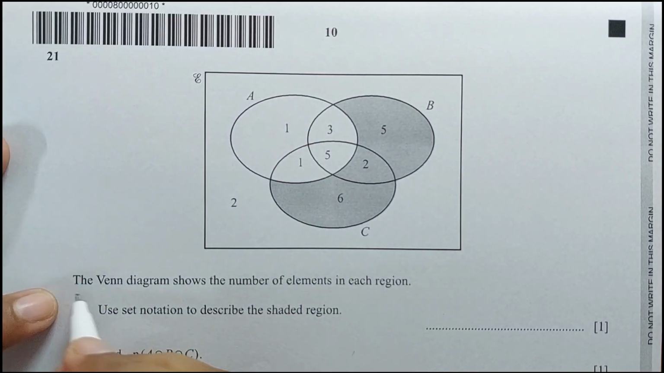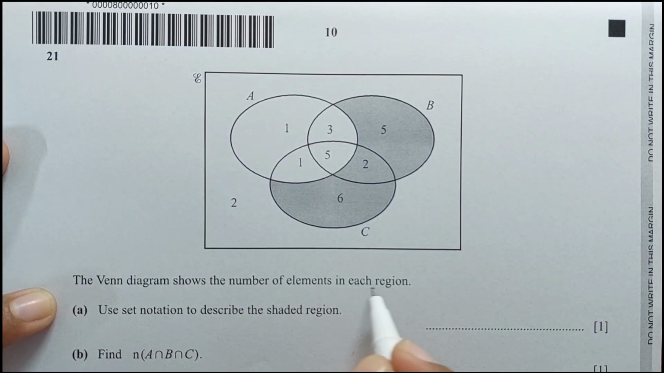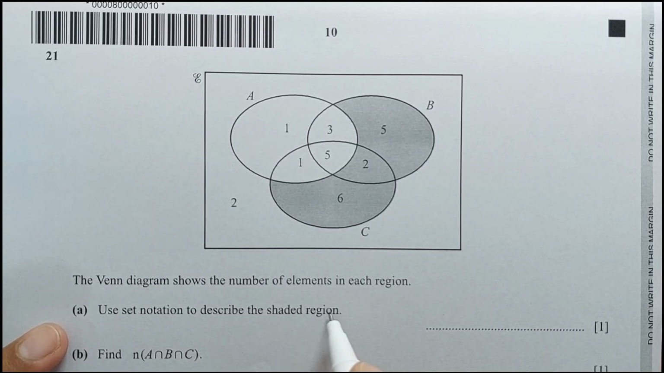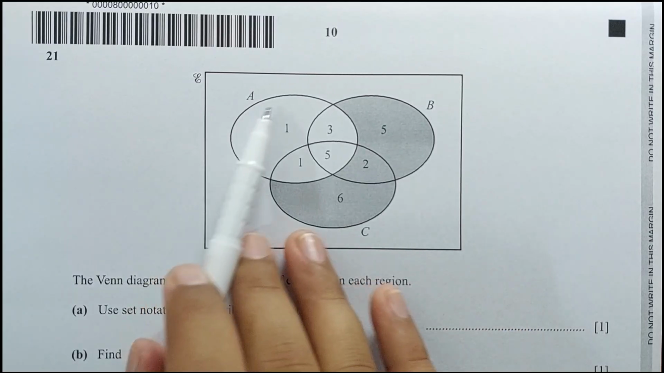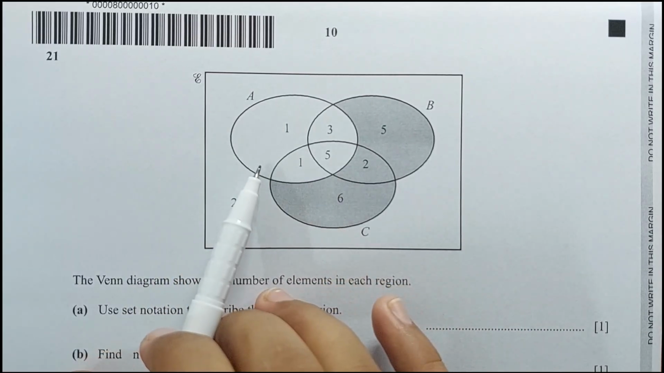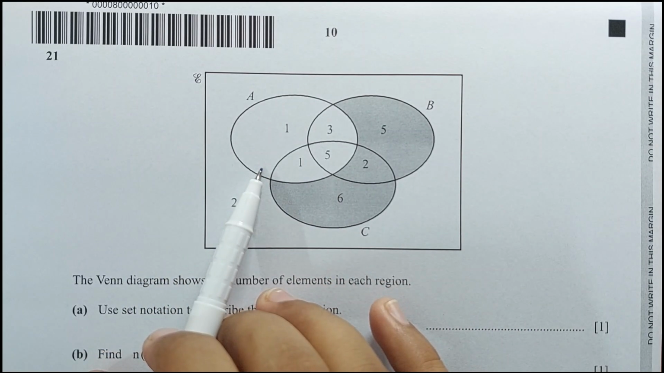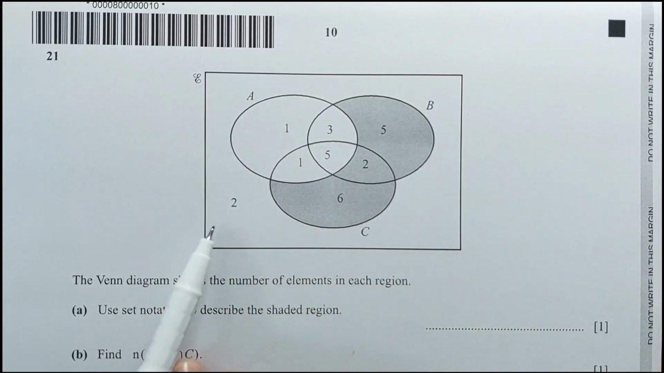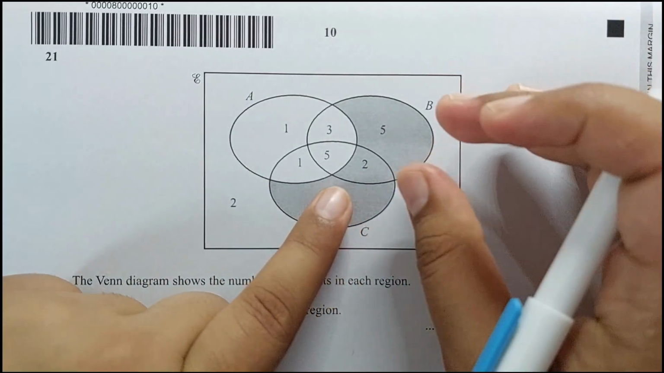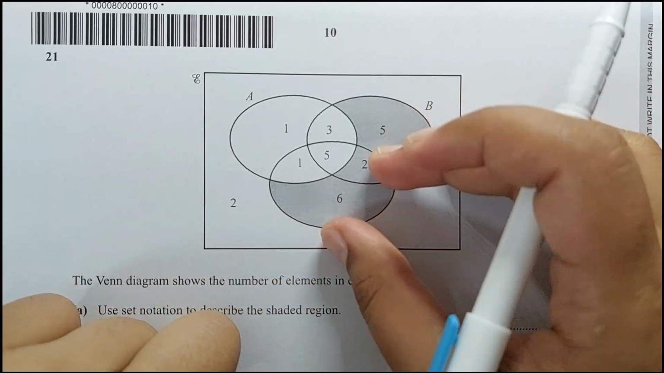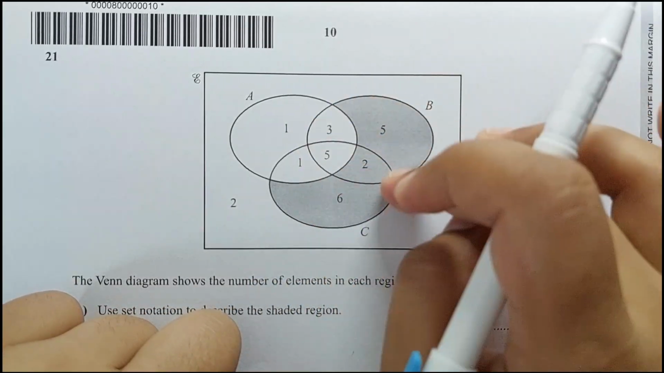Question number 21. The Venn diagram shows the number of elements in each region. Part A, use set notation to describe the shaded region. So we have sets A, B, and C. A is not shaded, so it becomes A complement, because the outside of A is shaded. And B and C both are shaded, so we can say B union C, the whole B and the whole C.